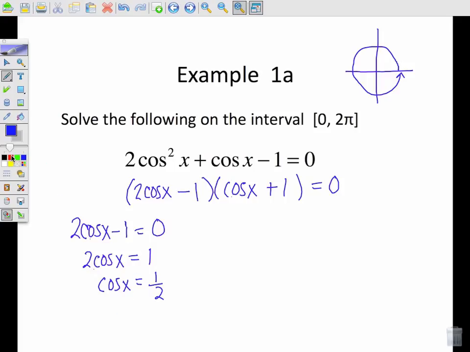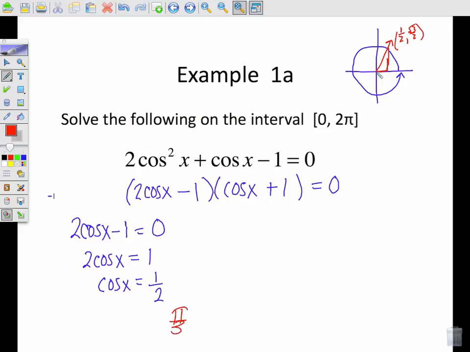Well, the cosine is a half at this angle right here, because the ordered pair is 1/2 and root 3 over 2, because cosine is the x value. So there's the triangle where we have a cosine of a half. Well, that angle is pi over 3. So we know that the solution is pi over 3.